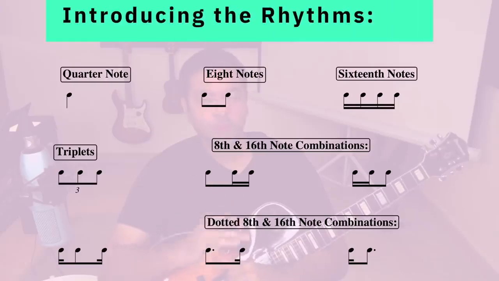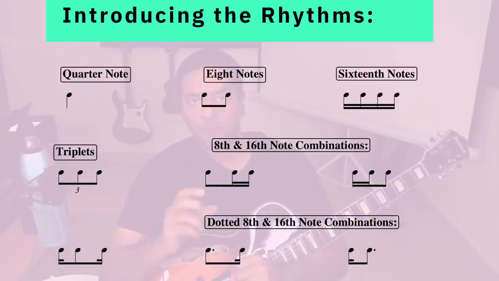So here are 9 essential rhythmic patterns to get us started. First, we're going to subdivide a quarter note into 8th notes, 16th notes, and triplets. This is our core family. Then we're going to combine 8th notes and 16th notes to create 3 additional patterns, and then dotted 8th and 16th notes to create 2 more patterns. And in total, we'll have 9 patterns to play with.